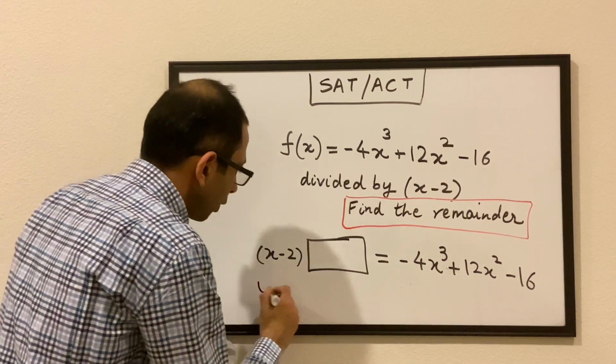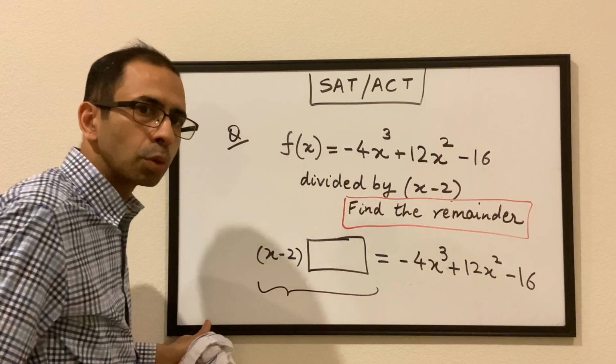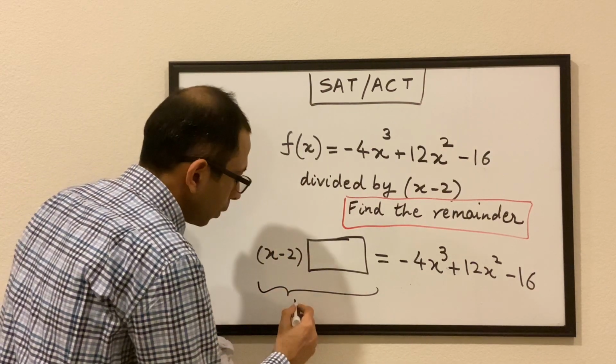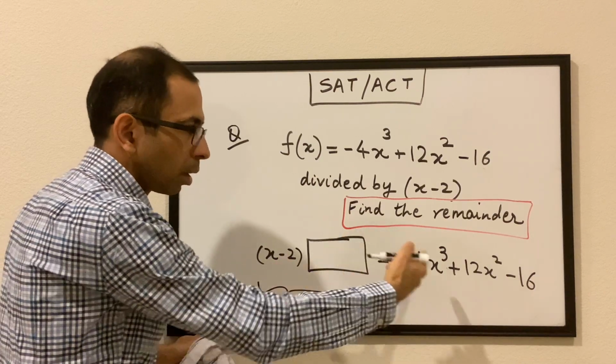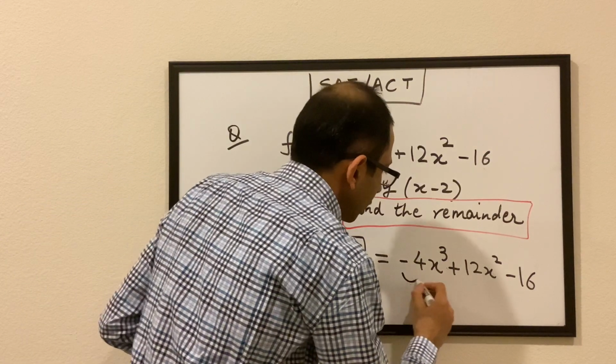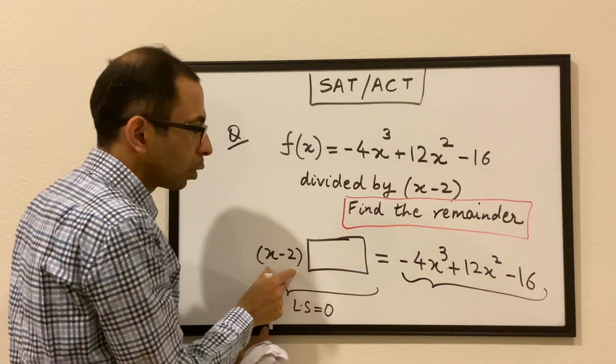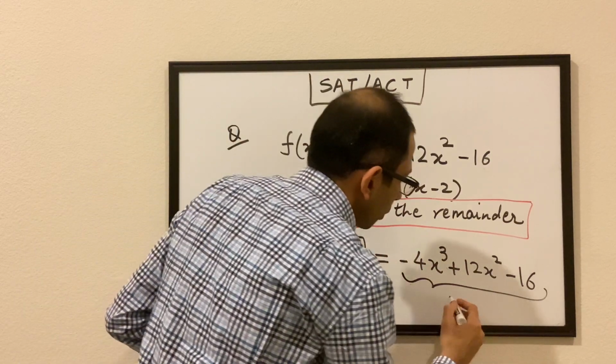Now, what is the value of the left side when x is equal to 2? When we put x equal to 2, the left side becomes 0. The left side is equal to the right side, hence when x is equal to 2, the right side will also be equal to 0.